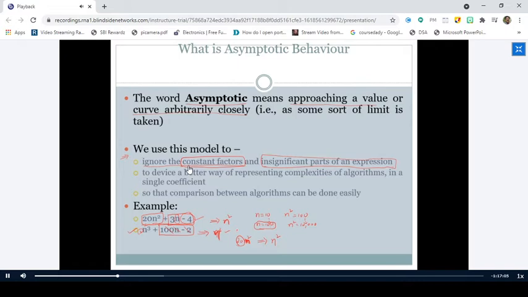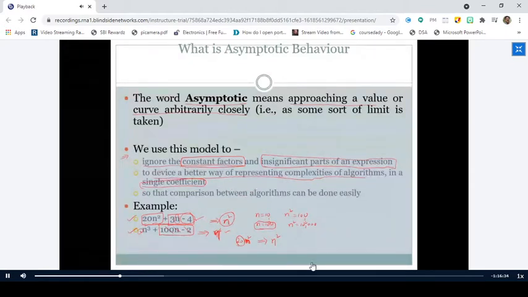And the second point why we use this model is to devise a better way of representing the complexities of algorithms in a single coefficient. This is important. That's what we have done here, right? In these two examples, 20n square plus 3n minus 4, we have reduced the entire expression to a single term, which is having a single coefficient. Is it clear?